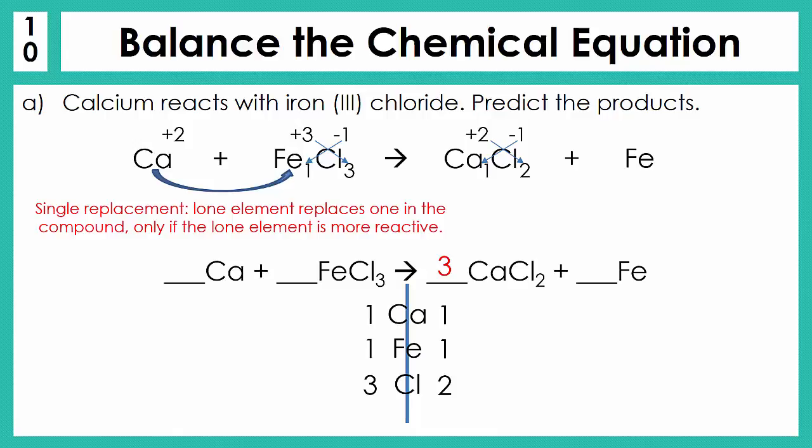So if I put a 3 in front of calcium chloride, that's going to give me 6 chlorides, but it also gives me 3 calciums. Okay, so now we can go to our other side and put a 2 in front of the FeCl3. That'll give me 6 chlorines, like on the product side, and 2 irons. So now I just need to go back and fix calcium and iron. Put a 3 in front of calcium, and put a 2 in front of iron, and now we're balanced.